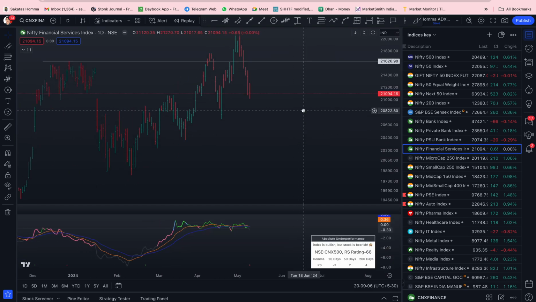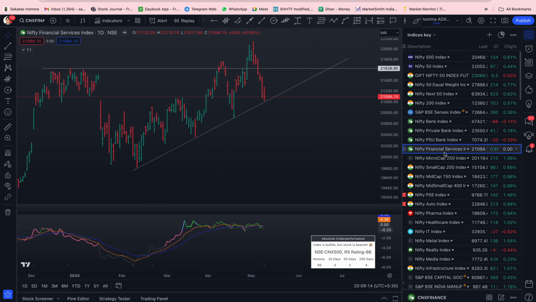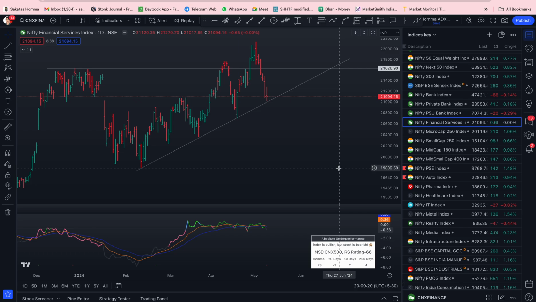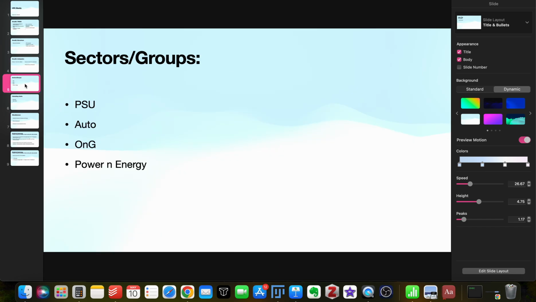Similarly, financial services is also at around a very strong support, right? So, long story short, that's what it looks like from the price action point of view on most indices. Now going back to the presentation, we will talk about the confirmations and so on.